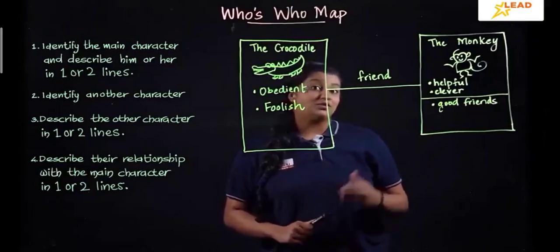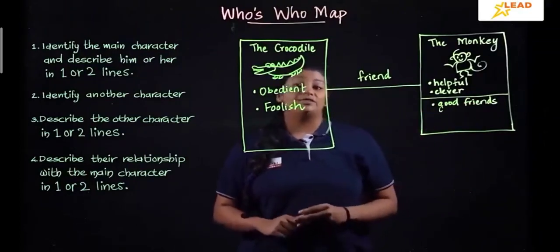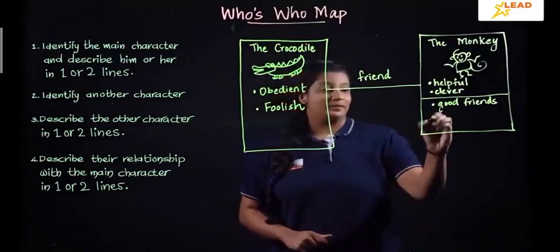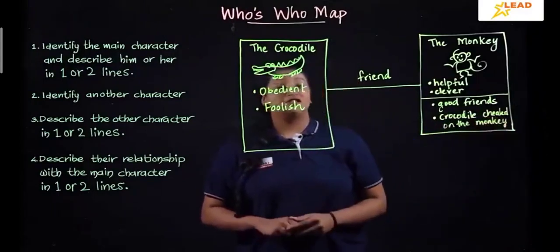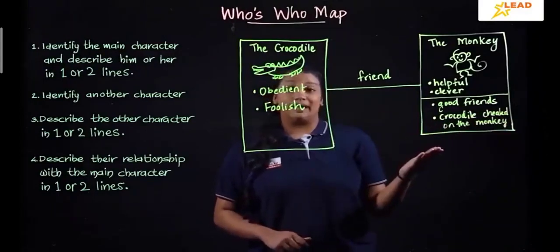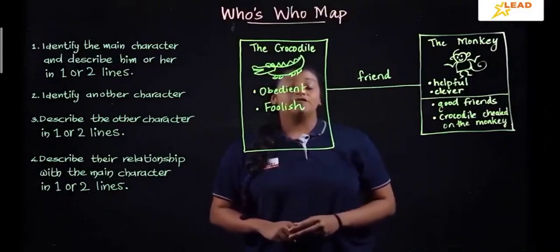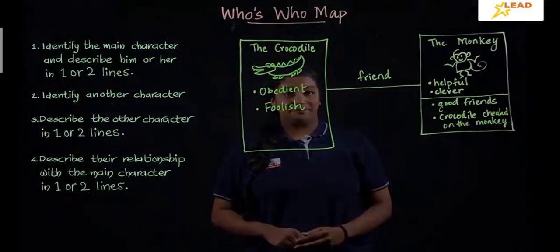However, we also know that towards the end of the story, the crocodile cheated on the monkey by obeying his wife's order. So I'm going to mention that here. So students, we have filled the Who's Who map for 2 characters in the story. Similarly, we have to fill the Who's Who map and cover all the characters in the story.